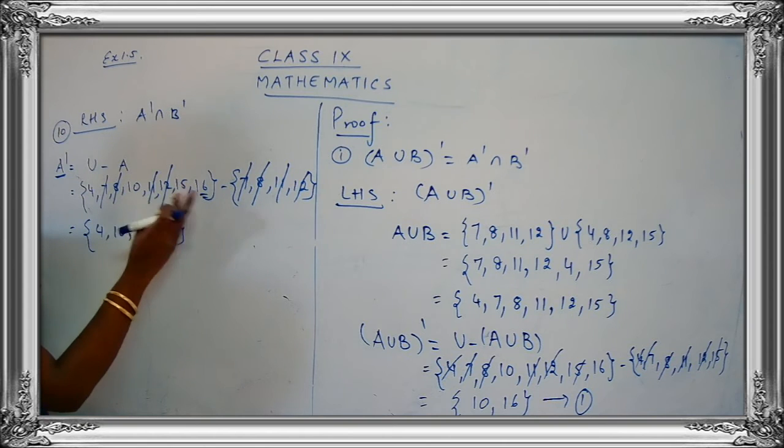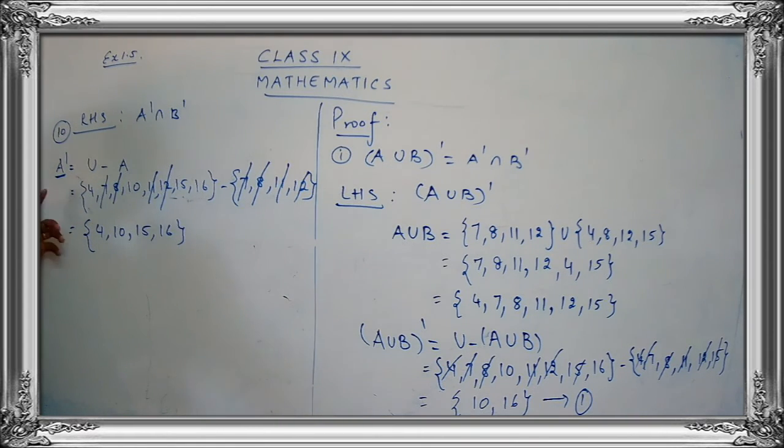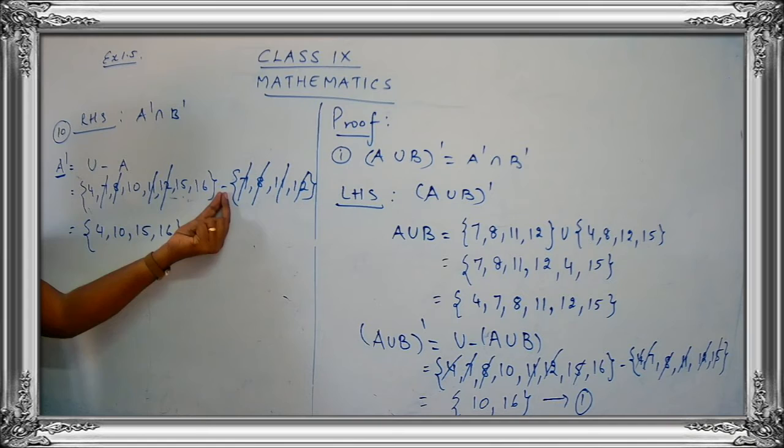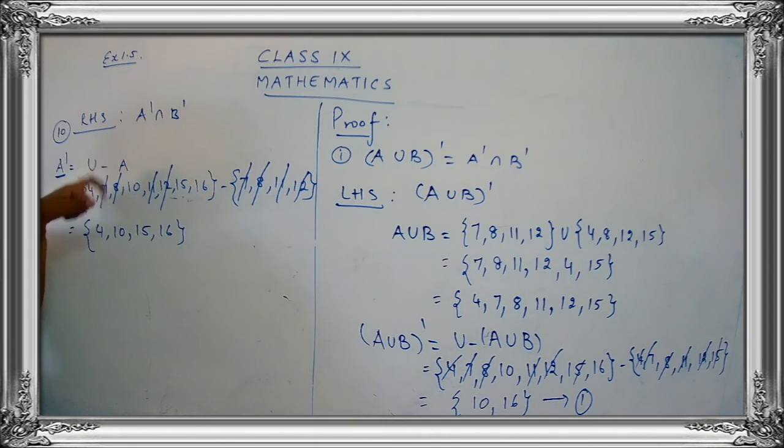So how do I get A dash? You are going to use the formula here. A dash is equal to U minus A. So U minus A, cancel the common terms. What is left here? 4, 10, 15, 16. So that is your answer. Okay, children? Now let's go for the B dash part.